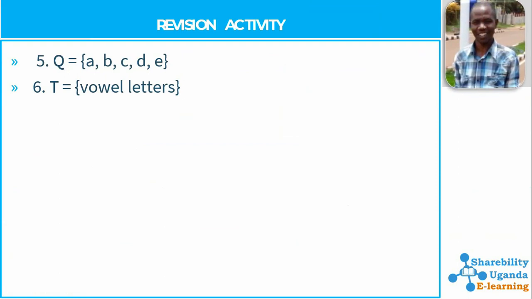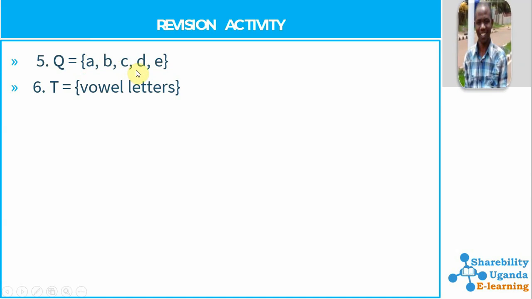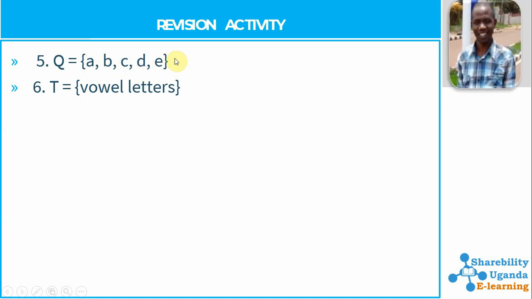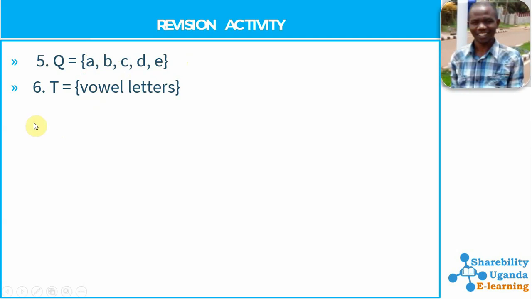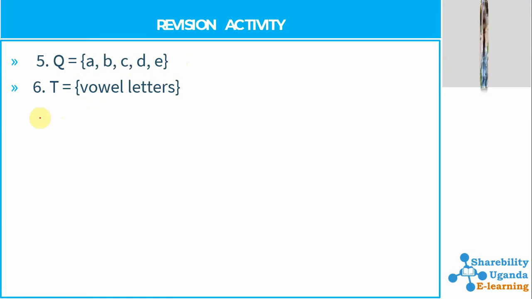In our question 5, we have been given our set. Our set Q has elements A, C, D, E, and B. Those are the elements that have been given. They want us to find the number of subsets within this set. So let's get started and see how we can solve this problem.